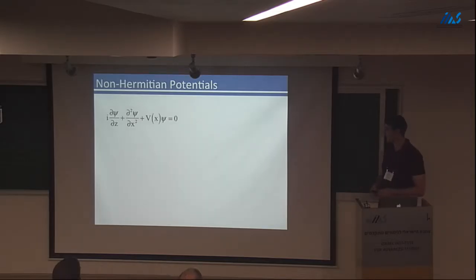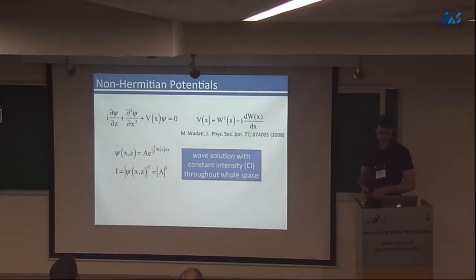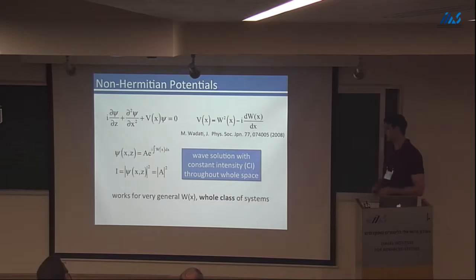Again, we're looking at the Schrödinger-like equation, and we studied this type of potentials with some generating function W. Those constant intensity waves exist as a solution of this equation, and they look like this. The exponent might be a very complicated function of the spatial coordinates, but you easily see that the intensity is constant throughout the whole space, although the potential is not homogeneous. And this works for very general functions W in the potential here. In this way we introduce a whole class of systems that allow for such a constant intensity solution.